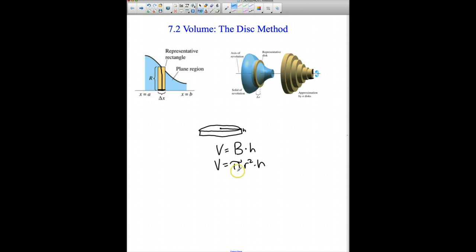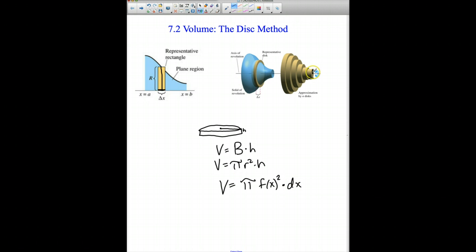width. So the volume of one cylinder would be pi times the radius squared, which would be the height of the rectangle, so the function, squared, and then times the width. So that'd be like the dx, or delta x.